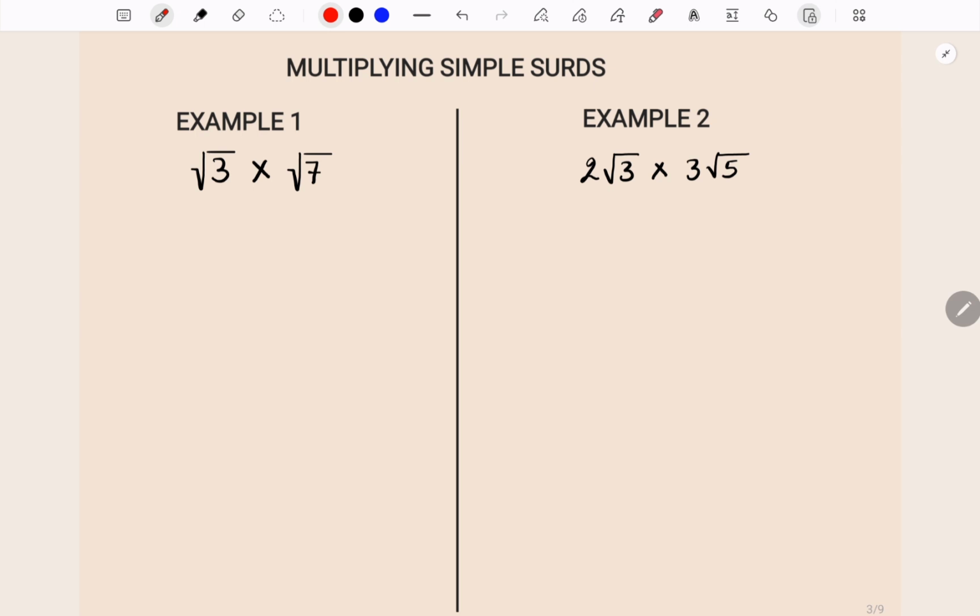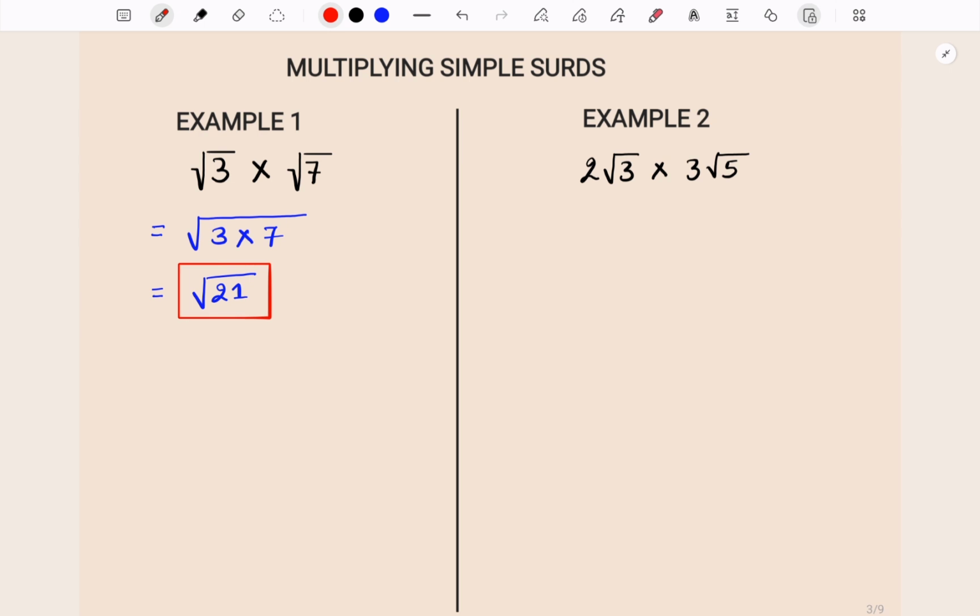Let's start with a simple example. Root 3 times root 7. Here, using the rule that we just learned, we can multiply inside the root. That means I can write it as square root of 3 times 7. 3 times 7 is 21. So it will become square root of 21. And the square root of 21 cannot be simplified further. So this would be our final answer.